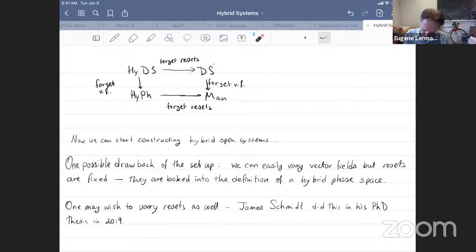So in the setup I've just described, you can fix the hybrid phase space and vary vector fields. You can perturb vector fields, which is a very useful thing to do. But there's no way to perturb resets. And you probably do want to be able to do that. But the definition I gave you bakes them into the definition of a hybrid phase space.